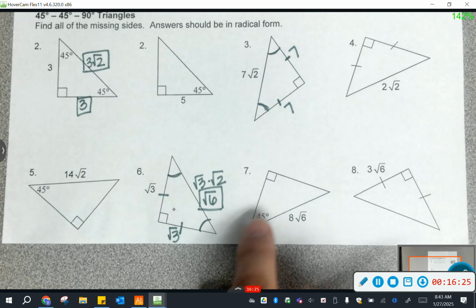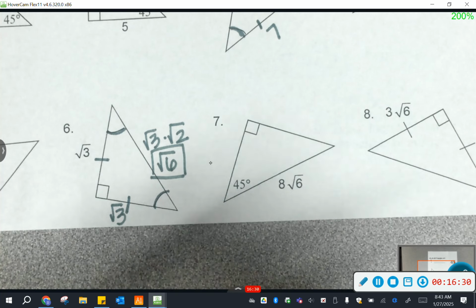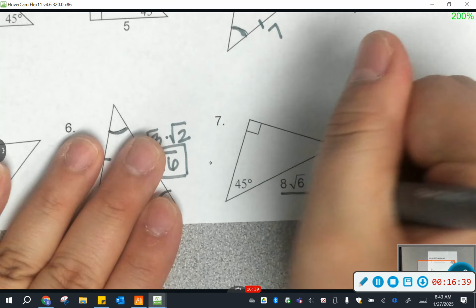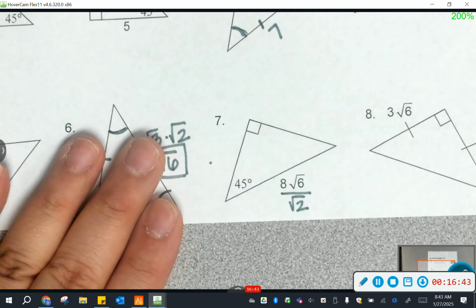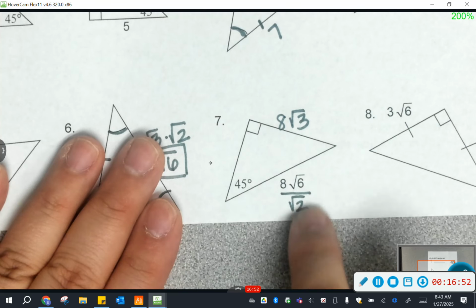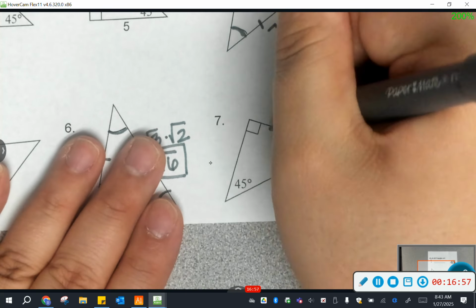So I want y'all to look up, please. Number 7 is 8 square roots of 6. For number 7, how do I go backwards? I'm going to divide by square root of 2, which is going to give me what? 8 square root of 3. You don't mess with the 8. You just do the inside. 8 square root of 3. If you don't understand that one, it's okay. That's why I'm doing it with you.